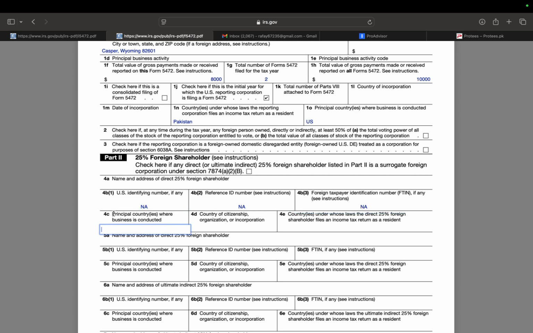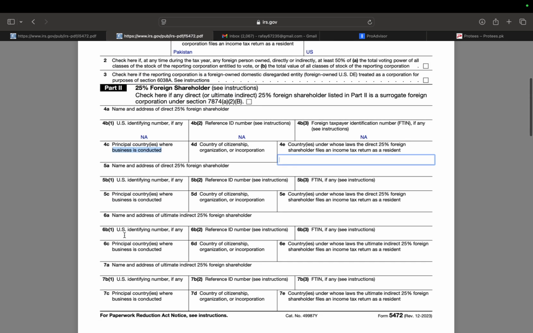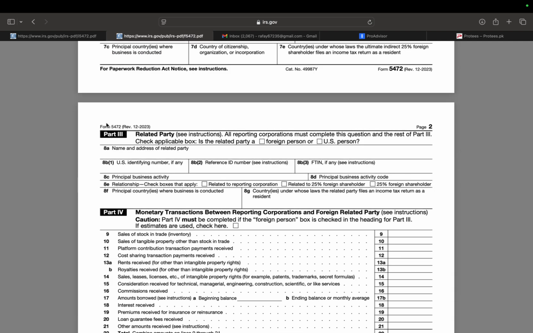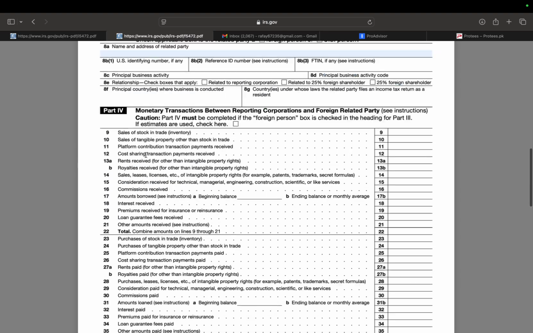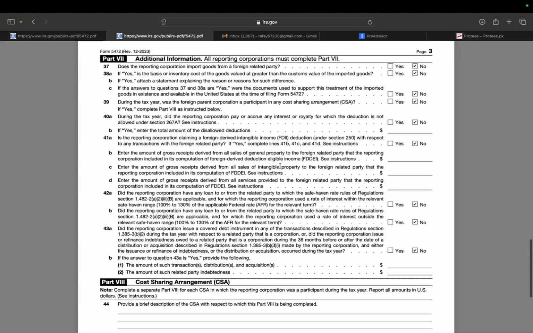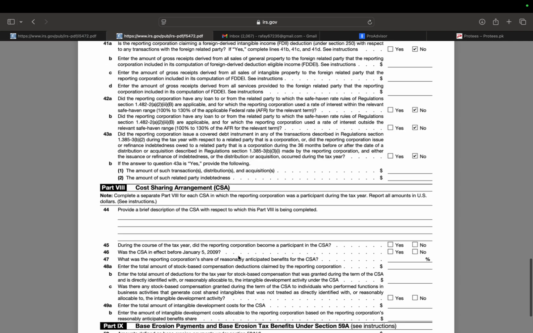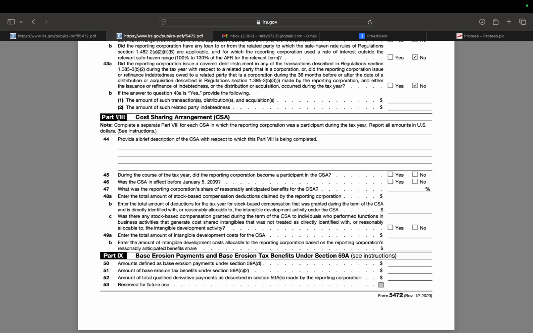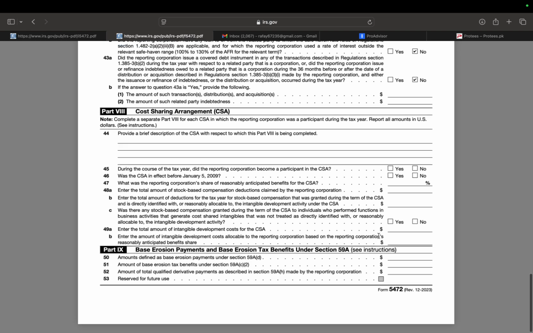Okay, so you can also add the principal country where the business is conducted, the country of citizenship, where you live, and all that information. And we have to add that for each 25% shareholder, and then add the same information right up there. If we scroll down, we can select all of this information based on our situation, and if you want to add a cost sharing agreement, we have to add that here also.